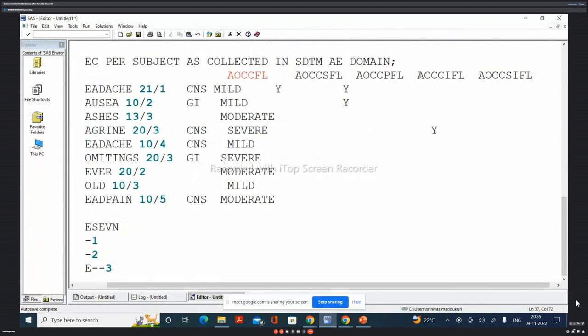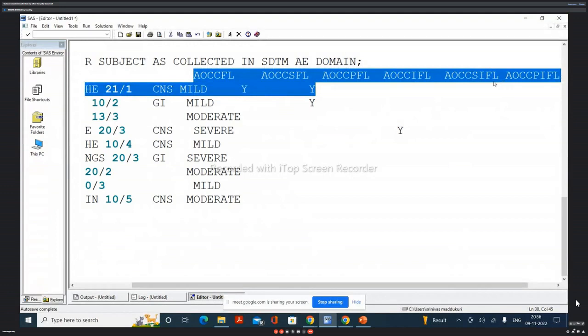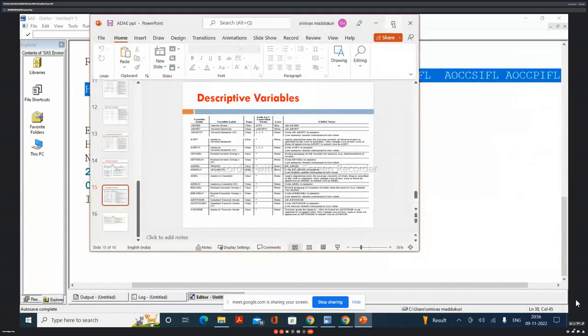SIFL. What does it mean? In the system organ class, the first maximum severity. And then we are going to have AOCCPIFL, maximum severity at a preferred term level. Understand this one? So these are the variables that you are going to derive, very, very important. AOCCFL, AOCCSFL, AOCCPFL, AOCCIFL, AOCCSIFL, AOCCPIFL. Understand this one? And then we are going to have the next variables.